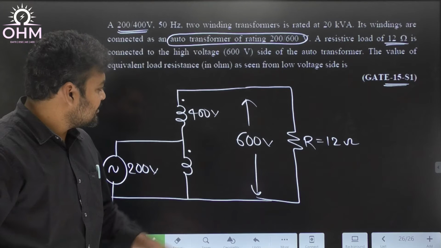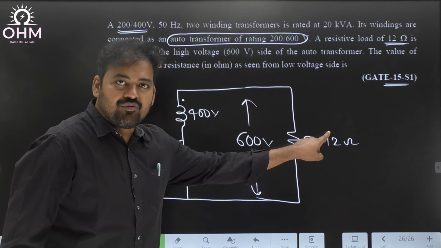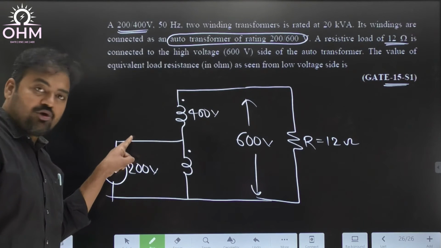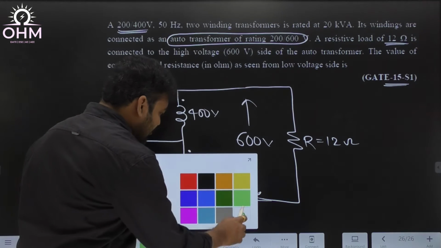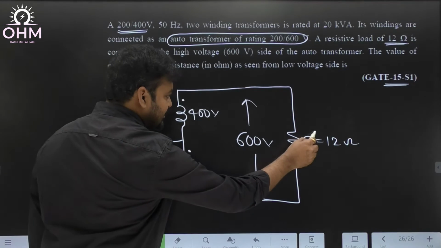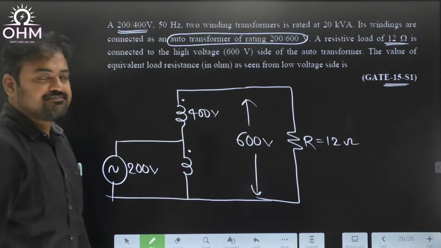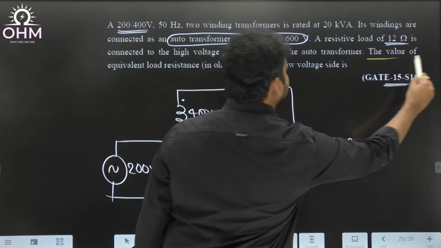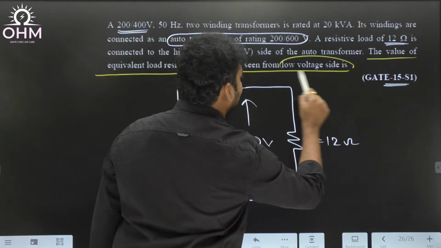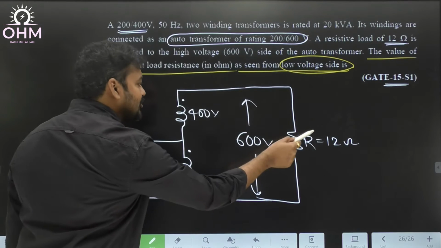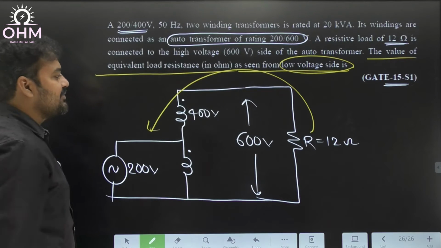Now what is the question? If you transfer this 12 ohm resistance to the primary side from the low voltage side, what is its value? That's the question. Okay, what is the value of this resistance referred from LV side? What is the value of equivalent load resistance seen from low voltage side? That means you have to all the way transfer that resistance to the primary side.